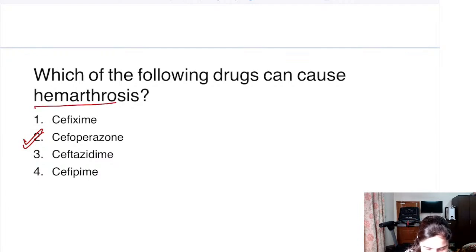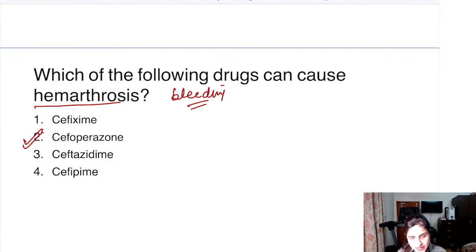Hemarthrosis, basically heme is blood, so there is bleeding. Actually, I cut short the question. The question said the patient was on warfarin and then which of the following drugs started bleeding? So I've just twisted the question: which drug can cause this? Anytime there is any bleeding and a cephalosporin is given, you know you have to answer which of them is associated with bleeding.